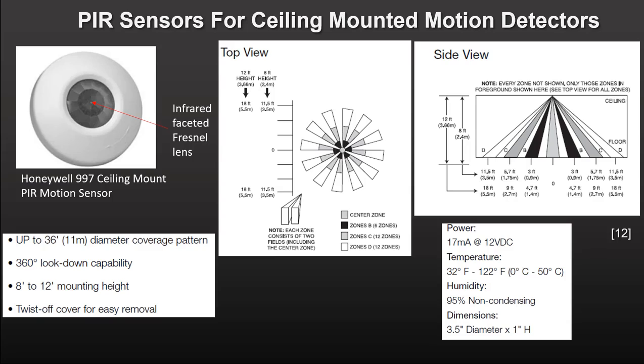The center zone looks down at the center of the room, with zones B, C, and D looking for motion at successively larger distances from the center. With this design, even the Mission Impossible team would have a difficult time suspending themselves from the ceiling of a room to steal secrets from the bad guys. Of course, in the movies, they never get caught.